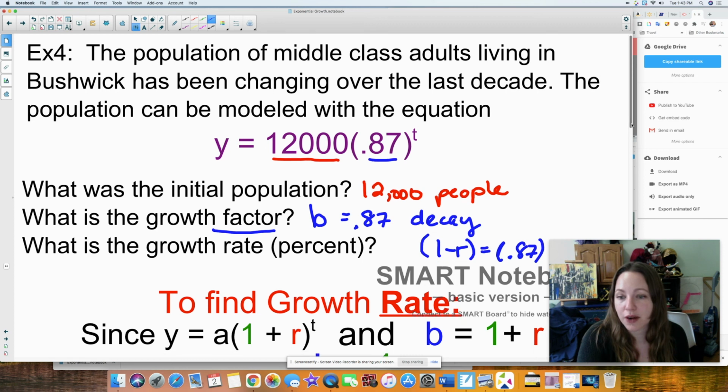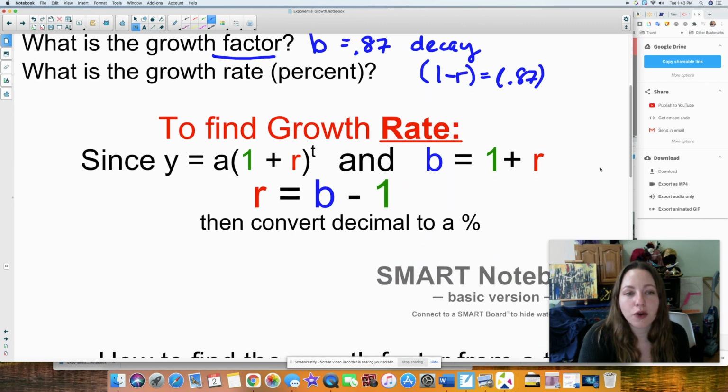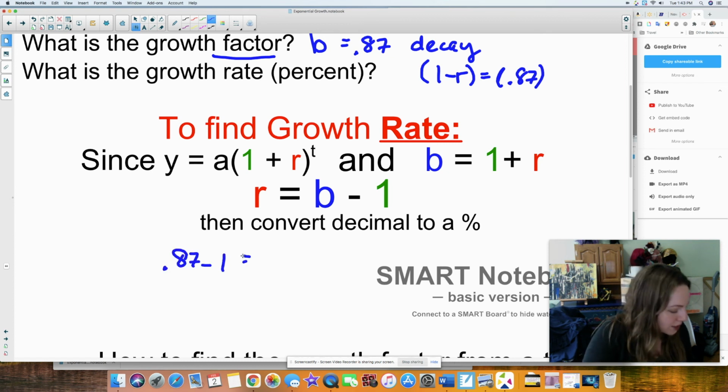This is how I figure it out. To find the growth rate, since this is our formula, 1 plus R is in parentheses, and that's what the B is. The B is the number in parentheses. We know that B equals 1 plus R, so R equals B minus 1. That's all I have to do. So I take the number in parentheses, the 0.87, and I subtract 1. And 0.87 minus 1 gives me negative 0.13.